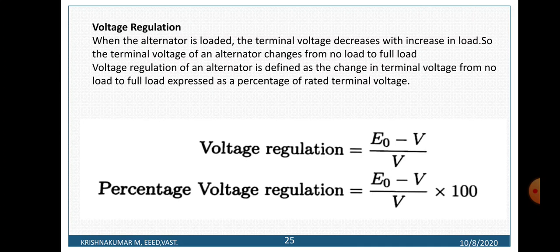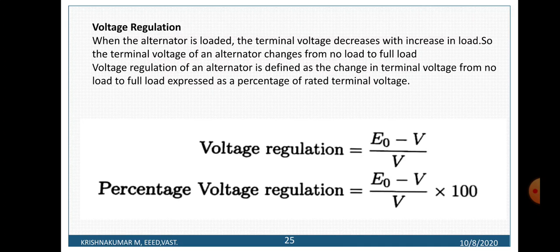So terminal voltage of an alternator changes from no load to full load. Voltage regulation of an alternator is defined as the change in terminal voltage from no load to full load expressed as a percentage of rated terminal voltage. So voltage regulation is equal to E0 minus V by V. Percentage voltage regulation is equal to E0 minus V by V into 100.